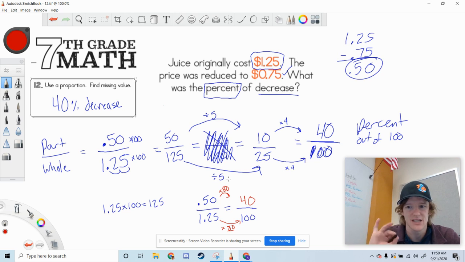There are like 10, 20 different ways we could solve proportions. I broke it up into numbers that I can do in my head. I probably couldn't have told you that 1.25 times 80 is 100. So you pretty much need a calculator if you're going to do it in this bottom method, and we don't always have one of those. So 40% was our decrease.